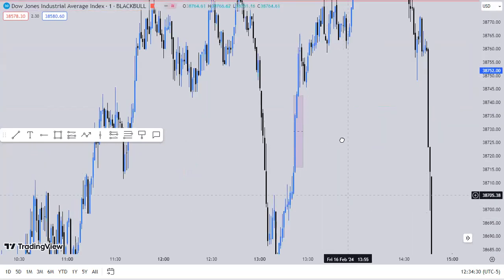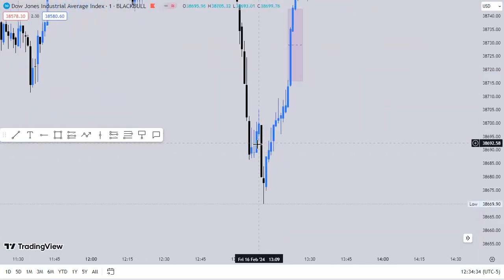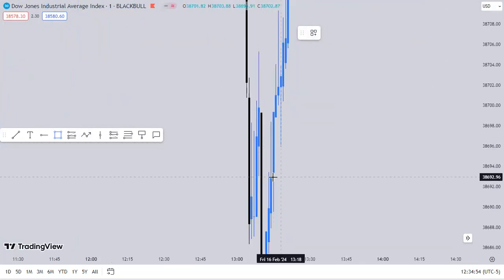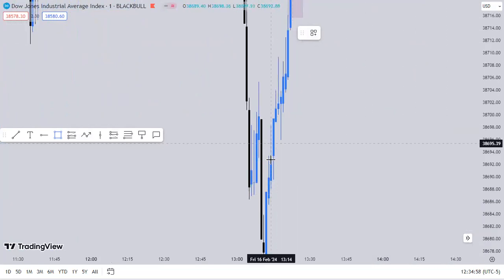So I waited for the first PD array, the fair value gap, to be disrespected, to give me the insight that the price can go up aggressively. So when this PD array became an inversion, the breakaway gap happened here. This is the breakaway gap. I waited, but price never returned to test it. Yes, it will never come back to retest it.